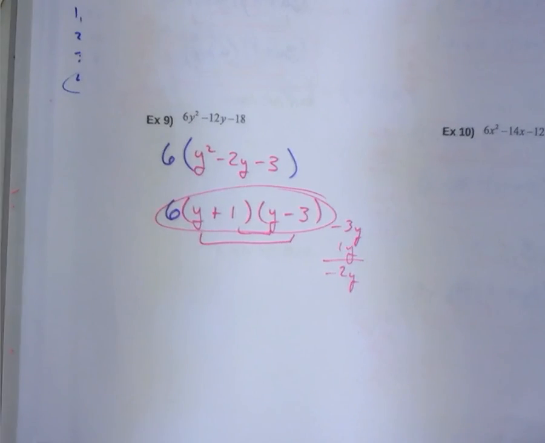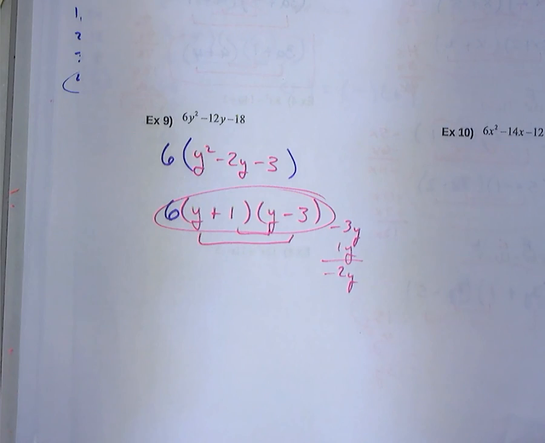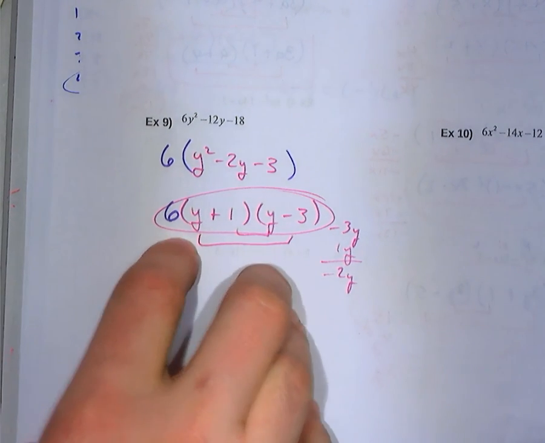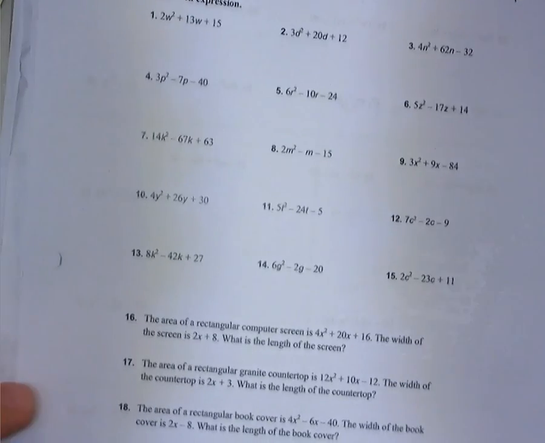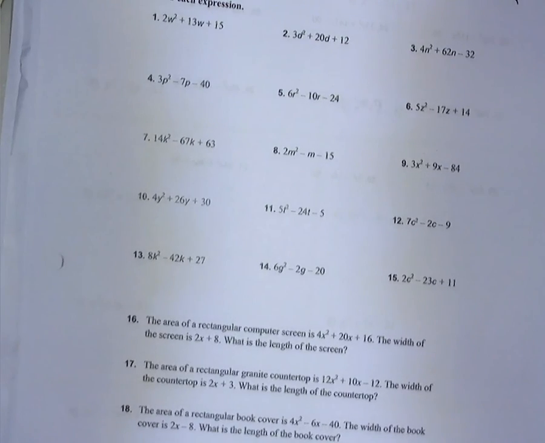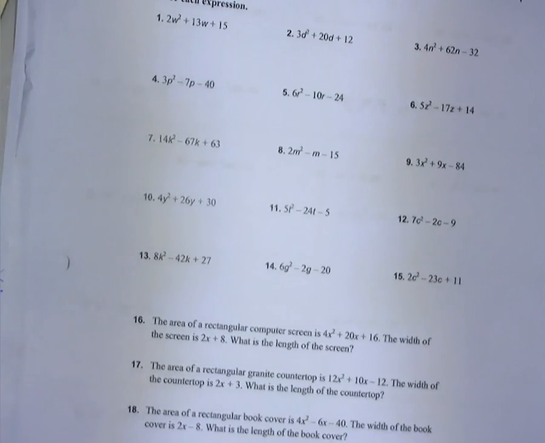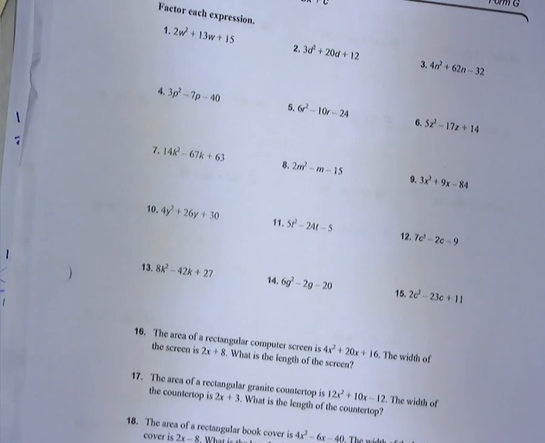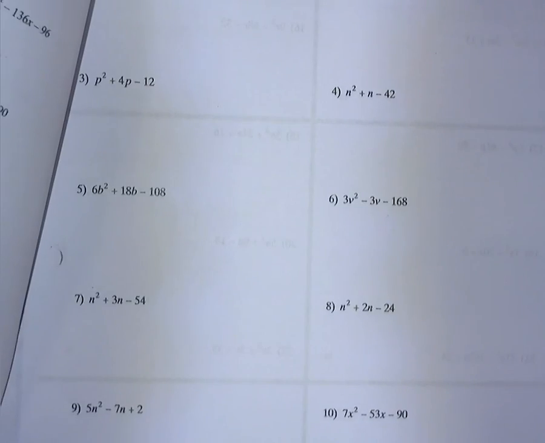So guys, always look for a GCF. When you're doing your homework tonight, you're looking at the odds. Do you guys have any questions for me? So again, you guys are looking at 8.6. You are looking at just the odds for homework, ladies and gents. Just the odds. So you got about 15 questions you want to try.